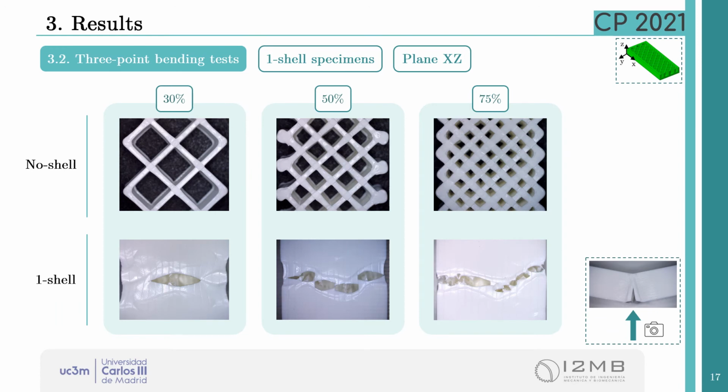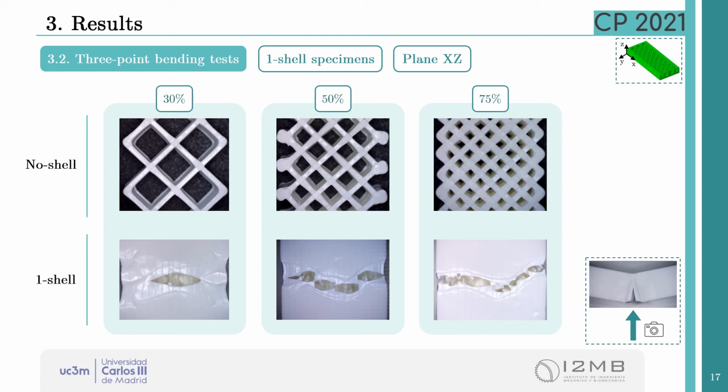Now, with the same orientation, we are going to analyze the experimental results of the specimens with one shell, with the same infill densities, 30, 50 and 75%. You have a small sketch on the right to know from where the pictures have been taken, and the figure on the top is the grid pattern inside the specimens below. These figures show that these specimens experience a planar cross-section crack parallel to the load line and starting from the tensile face of the sample.